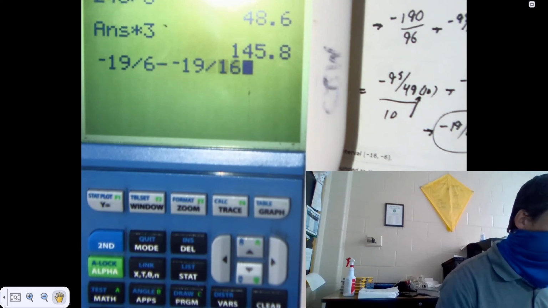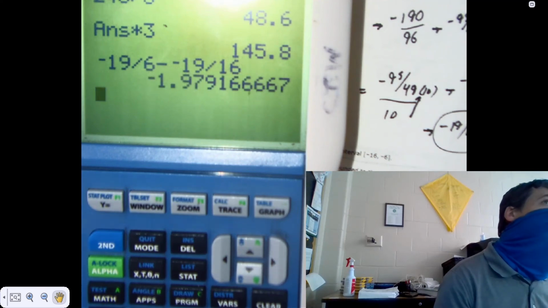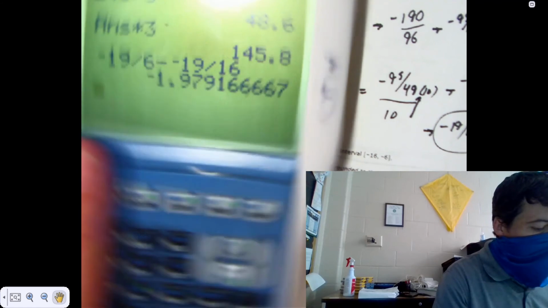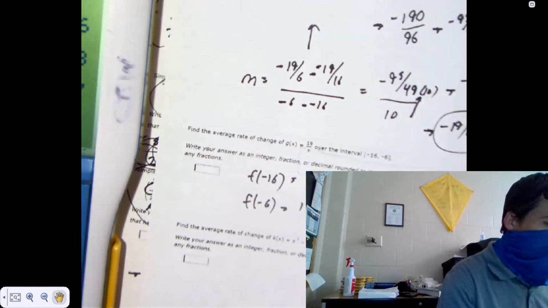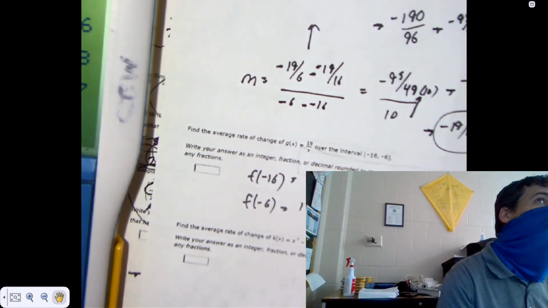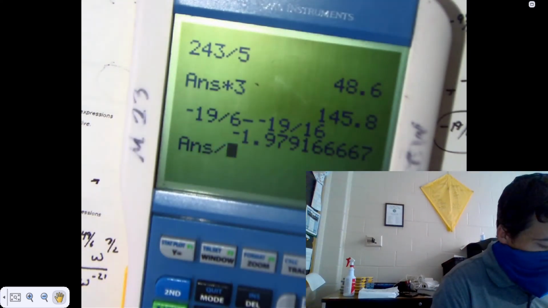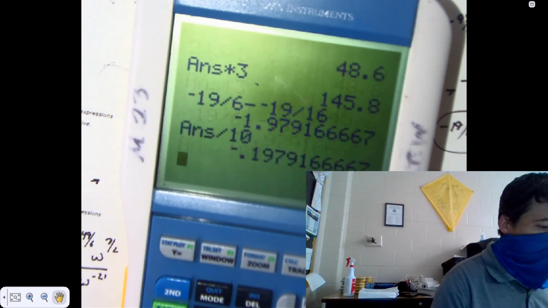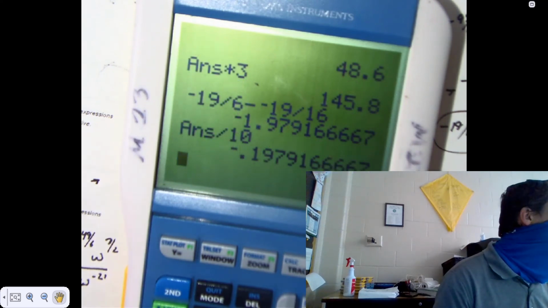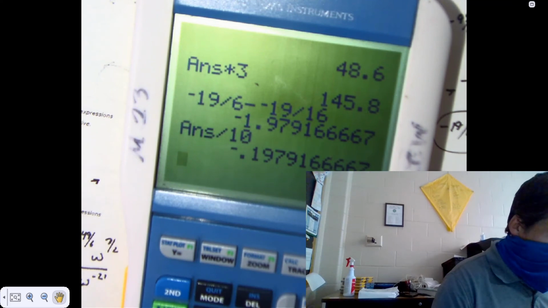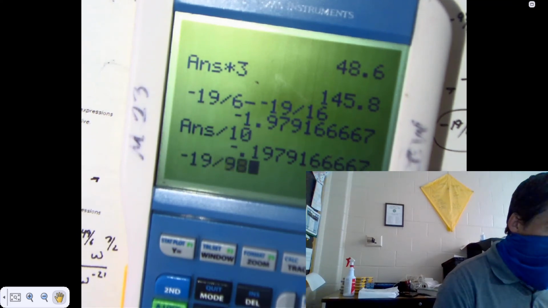19/16. And there's a decimal, all right? You're supposed to divide that by the negative 6 minus the negative 16, which you ought to be able to do in your head. That's 10. There's your answer. Now let's see if my math was right, because sometimes I'm wrong.